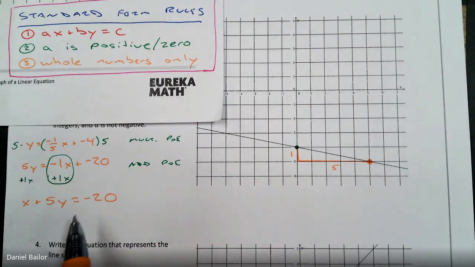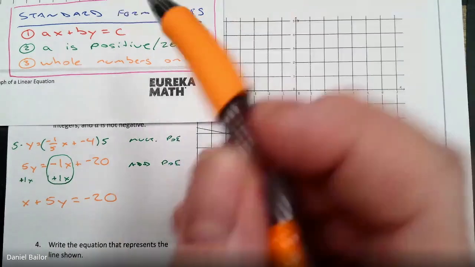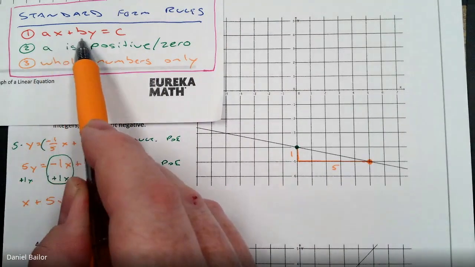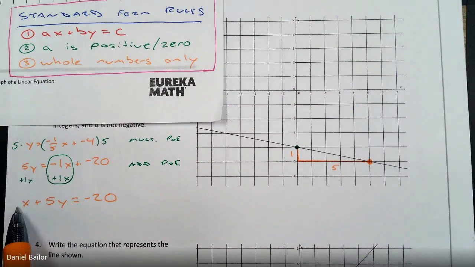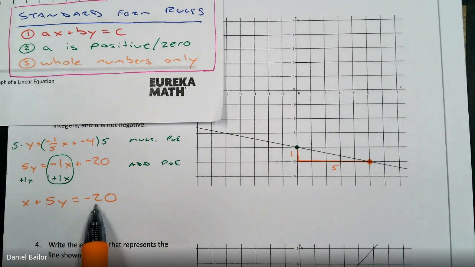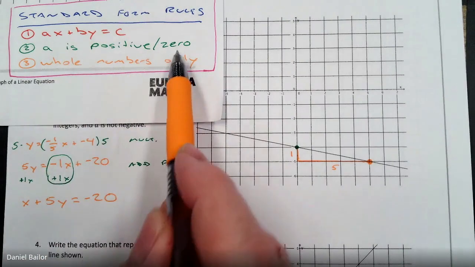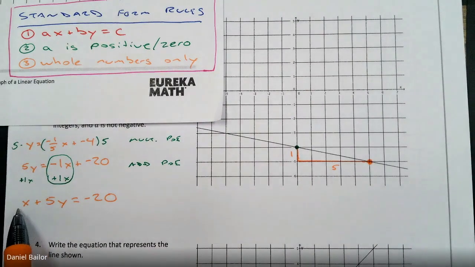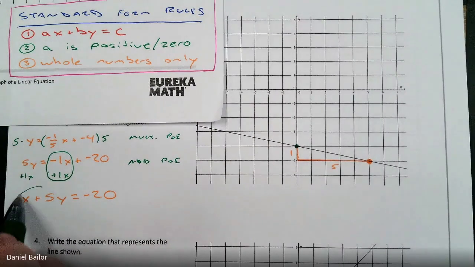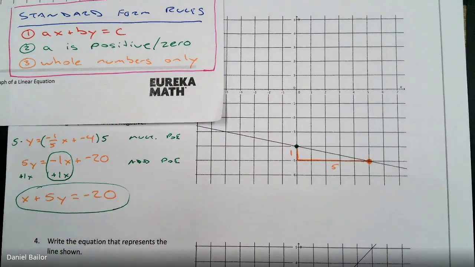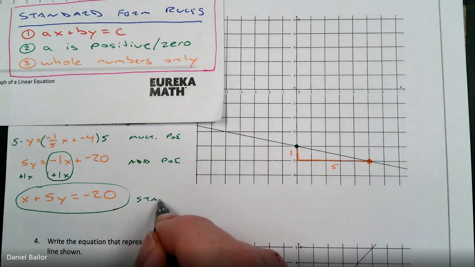So let's check my rules. I have X plus 5Y equals negative 20. That follows AX plus BY equals C. A is 1, X is X, B is 5, Y is Y, and C is negative 20. So it follows the pattern. A has to be positive or 0. A is positive, so we're good. And I only have whole numbers. So this is standard form.